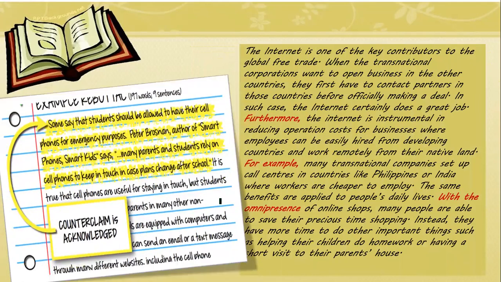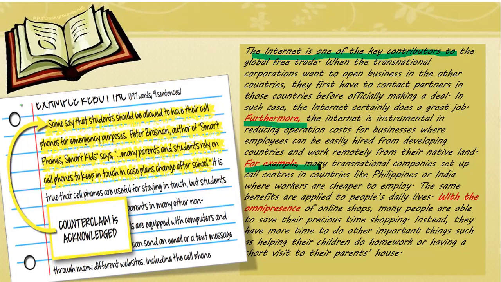Look at another body paragraph. Here you can see that the internet is one of the key contributors to global free trade. Another very strong reason, a trade reason, is given, which is well known and well taken by all; nobody can refute it. When transnational corporations want to open business in other countries, they first have to contact partners in those countries before officially making a deal. Look at this connective, furthermore. The internet is instrumental in reducing operation costs for businesses. See how strong the reasons are that are given to make your point.